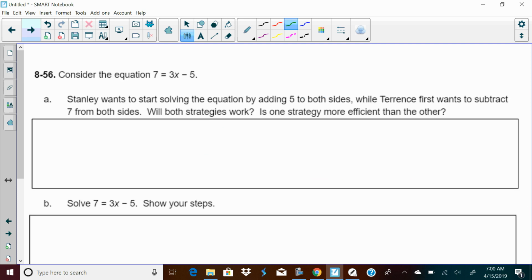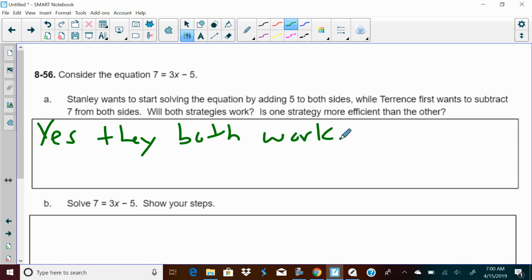Problem 55, consider the equation. Stanley wants to start solving by adding 5 to both sides, while Karen first wants to subtract 7 from both sides. Will both strategies work? The answer is yes, they both work. Is one strategy more efficient than the other? Stanley's is more efficient because it gets the variable on one side and the numbers on the other.